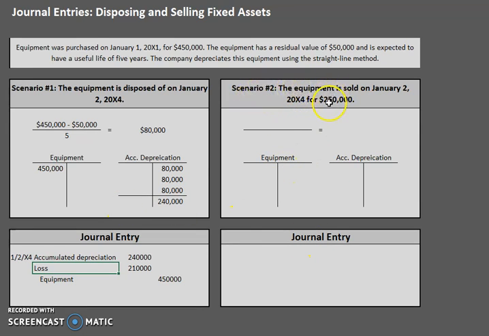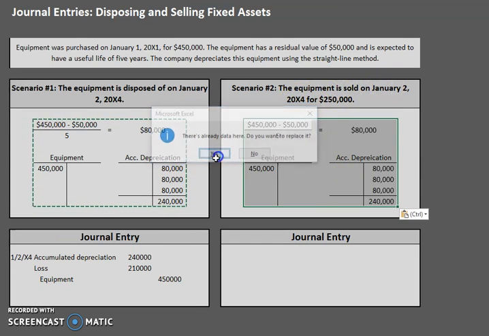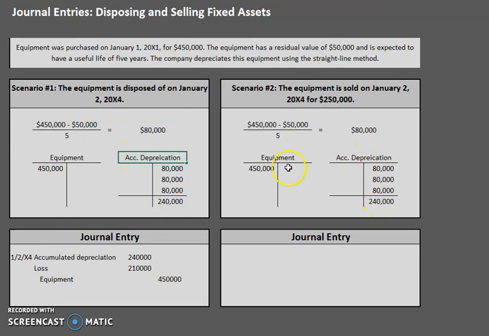Now in this case, we received a little bit of cash for this. We received $250,000. This one's going to be a lot more fun. So a lot of the scenarios didn't change. We still have $80,000 of depreciation every year because it's still the beginning of year 4. We still have a balance of $450,000 in our equipment account and $240,000 in our accumulated depreciation account. Oh, one second, just saw a typo. That would drive me insane. Okay, and we also know that we're receiving cash now. So really the cash is the main changer here. So let's take a look at what that cash does to our journal entry.